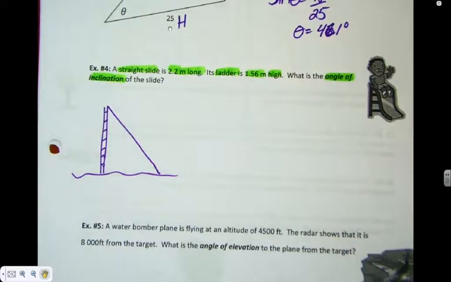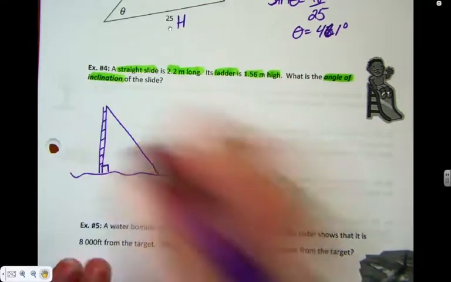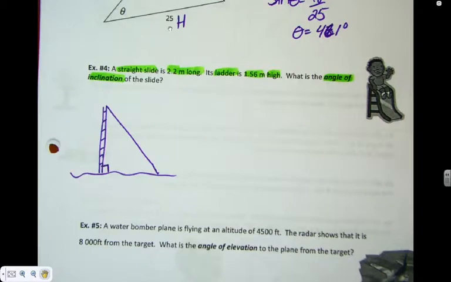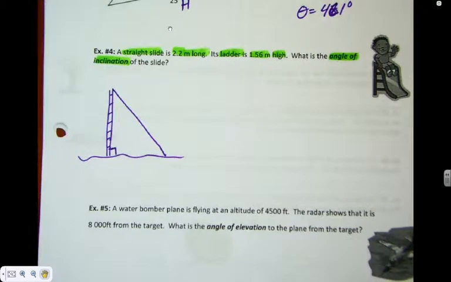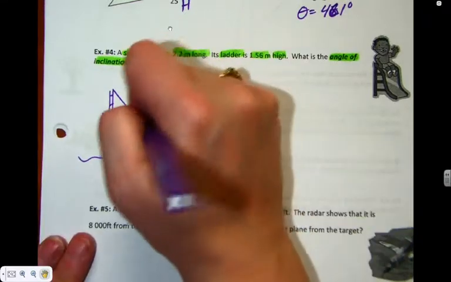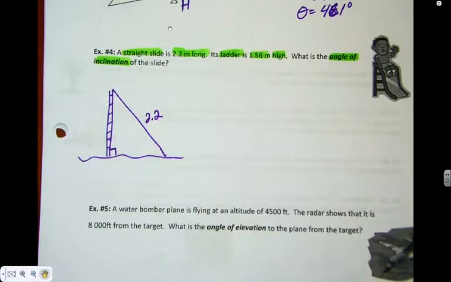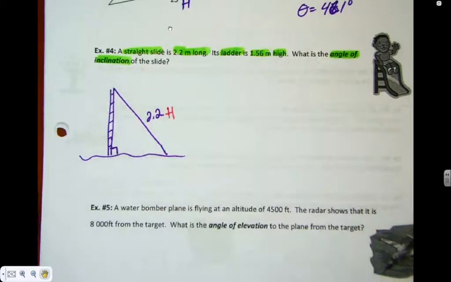Why is it important that it's straight? 90-degree angle, plus you don't know how to do when the sides are curved yet. That will come in grade 12. Okay, so 90-degree angle, we hope the ladder makes with the ground, we assume. Where is the 2.2 going to go? Okay, we can already mark that that's H because it's opposite our right angle. Where is the 1.56 going to go?